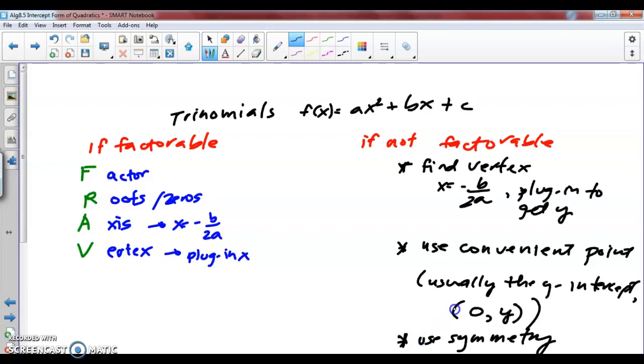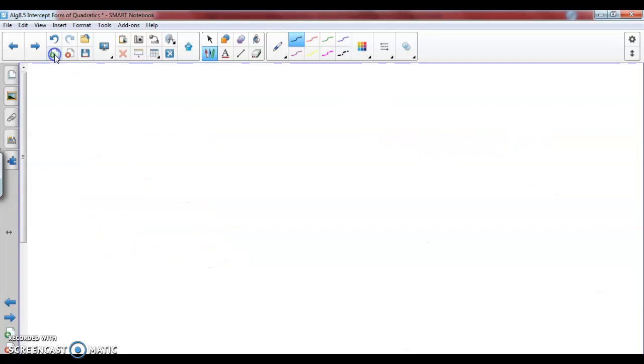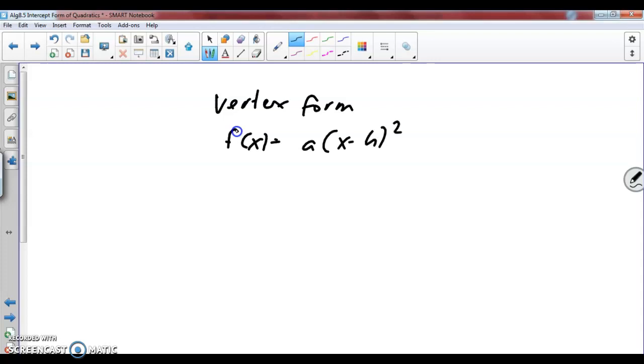Okay, so that's for trinomial quadratic functions. Now, last but not the least is when you have the vertex form, which is f(x) = a(x - h)² + k. So since the vertex is already given, you start with that. The vertex is (h, k). Remember, you have to do the opposite of the sign with h. And then k. H and then k. There you go.